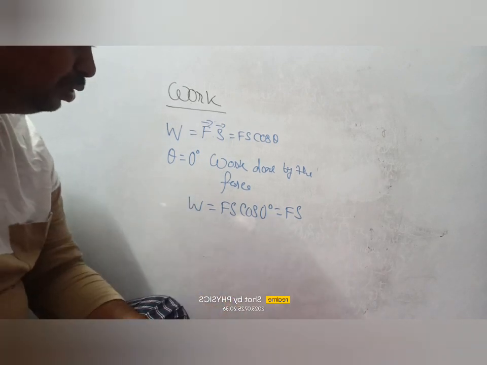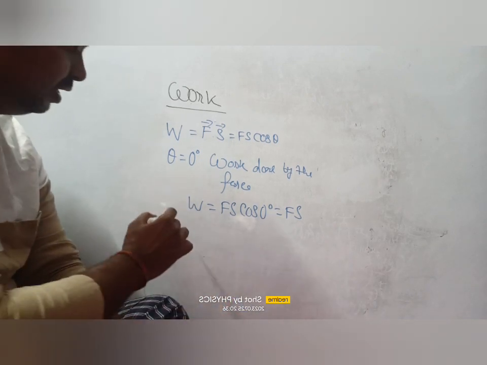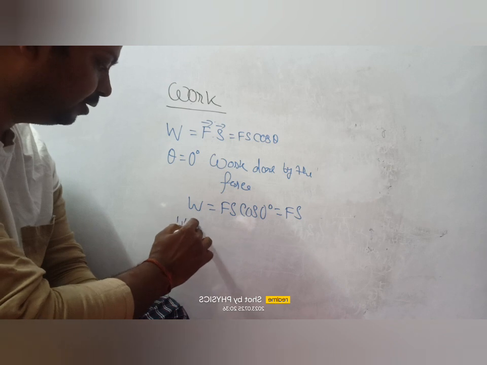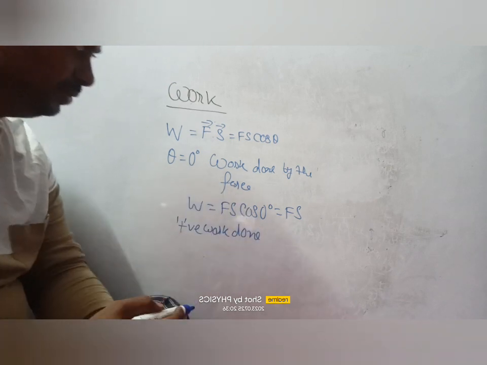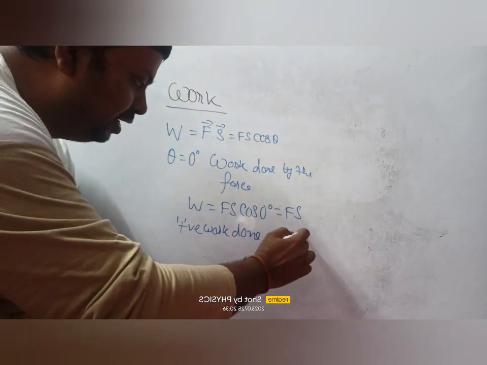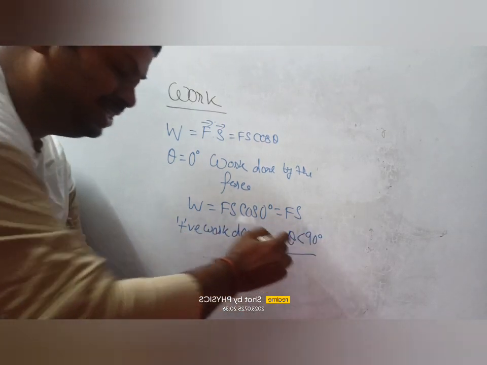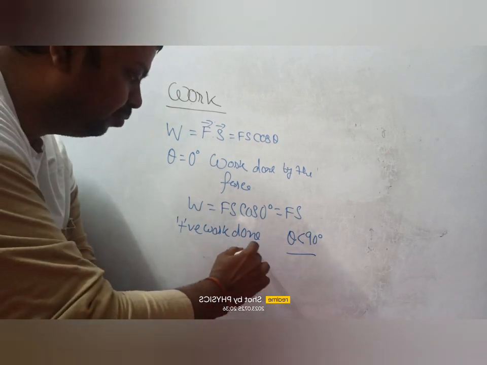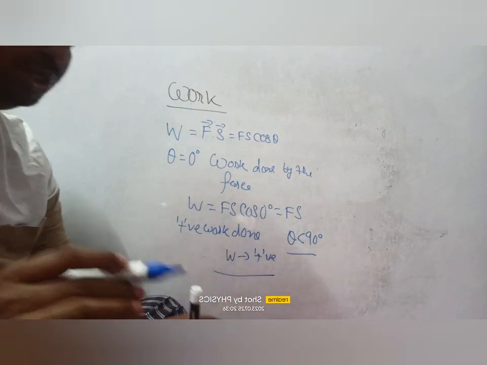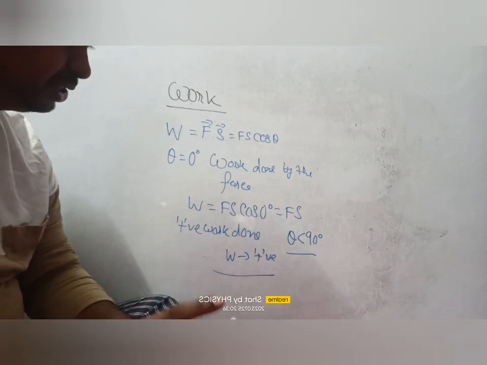Now here we can also consider what is positive work done. If theta is less than 90 degree, that is, theta is an acute angle, then W should be positive. That is, the work done should be positive. It is the first case.